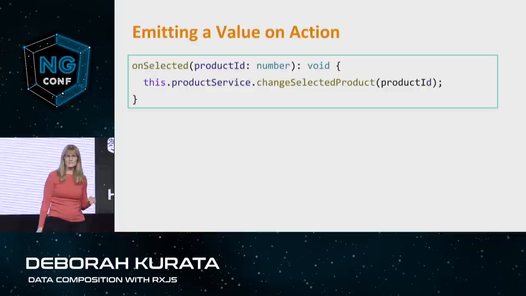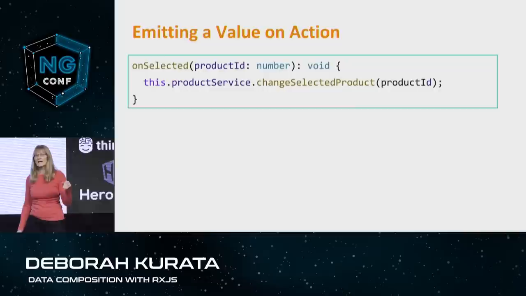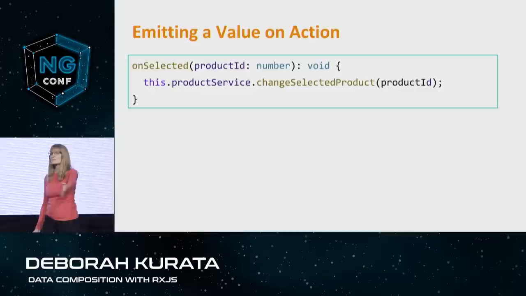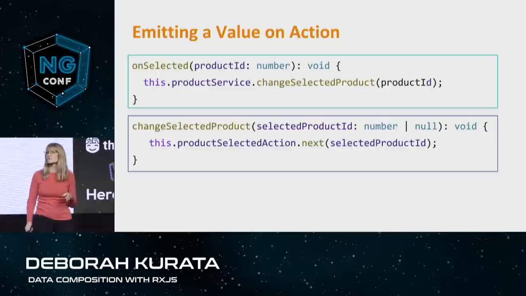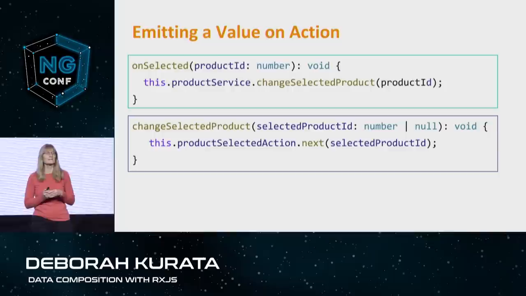Okay, so how do we kick this whole thing off? Well, our first step was to create our action stream. Second step was to merge the streams. Third step is to make sure we're emitting these actions. So when the user clicks, that click is bound to an onSelected method in our component, which is calling a method in our service. And that method in our service executes the next method, which emits that next product ID. And that causes it to re-execute our pipeline.